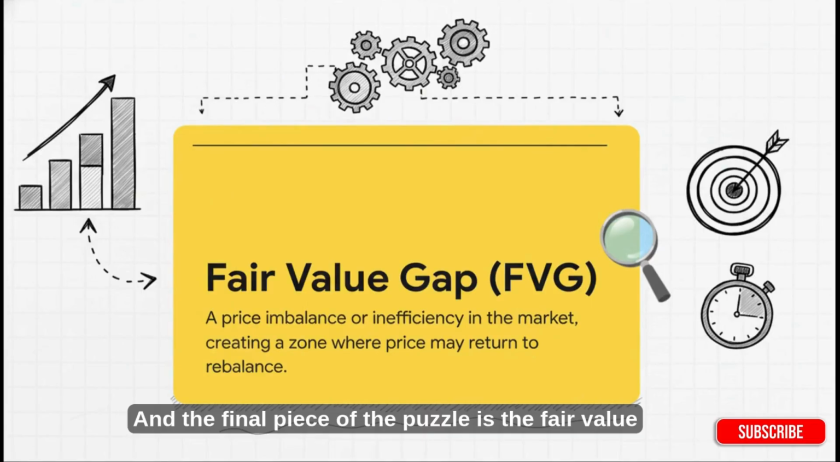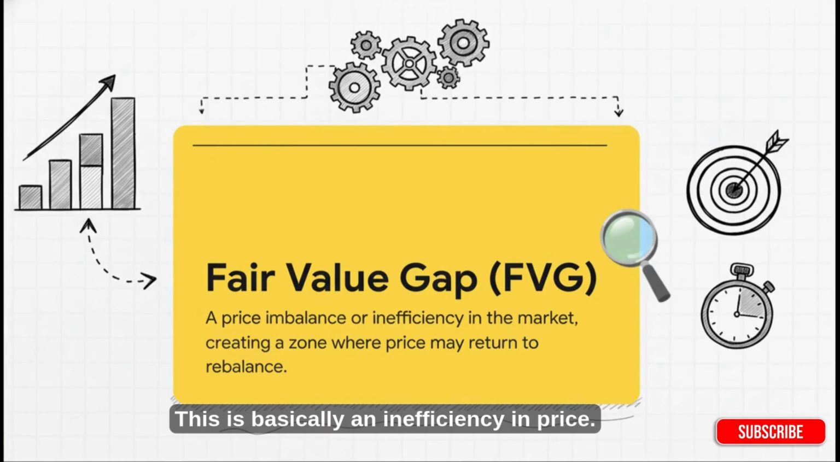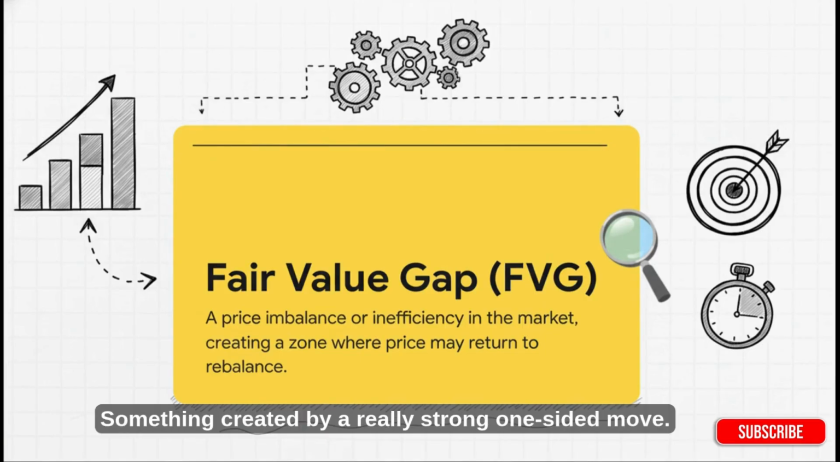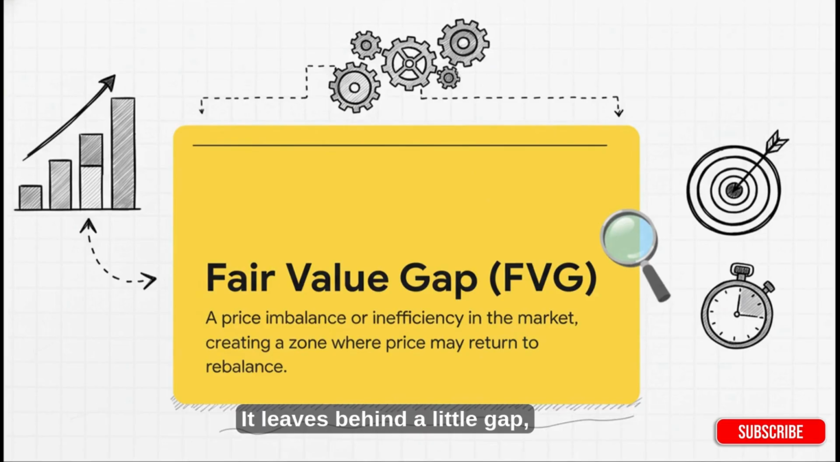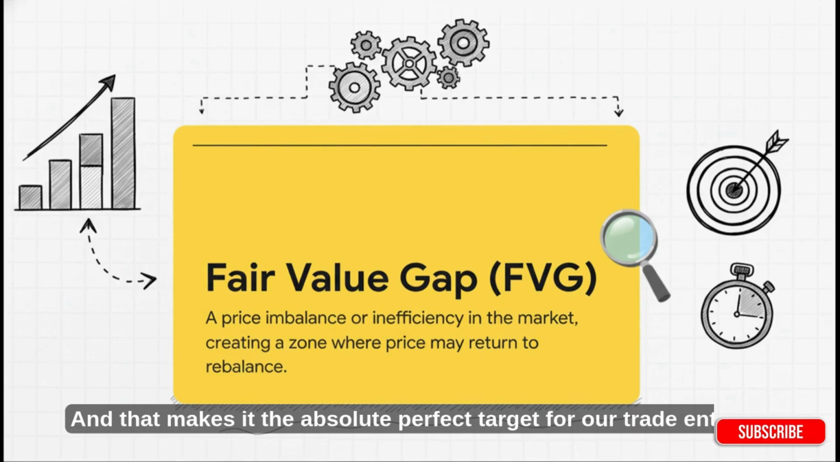And the final piece of the puzzle is the fair value gap, or FVG. And this is really interesting. This is basically an inefficiency in price, something created by a really strong one-sided move. It leaves behind a little gap, an area the market often wants to revisit to sort of rebalance itself. And that makes it the absolute perfect target for our trade entry.